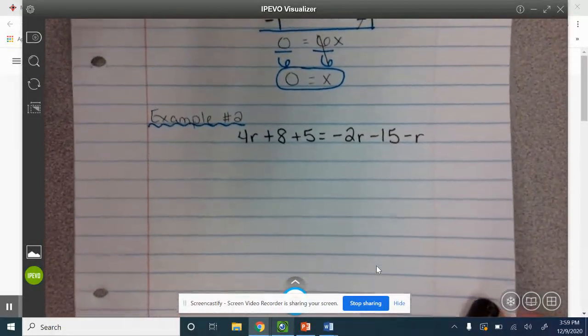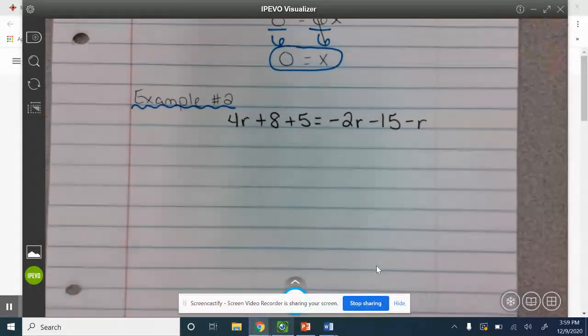Let's look at example number 2. Example number 2 looks a little crazy. It's a lot longer than the first one, but you've got this. We can do it. 4r plus 8 plus 5 equals negative 2r minus 15 minus r. There's just a lot going on in this problem.